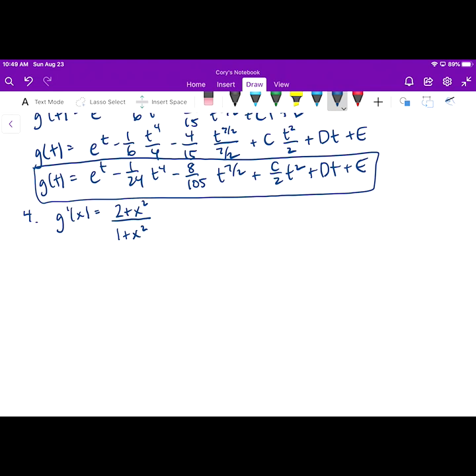Okay, so looking at number 4, when I look at number 4, I can't take the antiderivative of g prime the way that it's written right now. So it's going to require me doing some algebraic manipulation. Now, if I had to guess, this is what I would guess that you guys did. I'm going to guess that you guys took each term in the numerator and wrote it over that denominator.